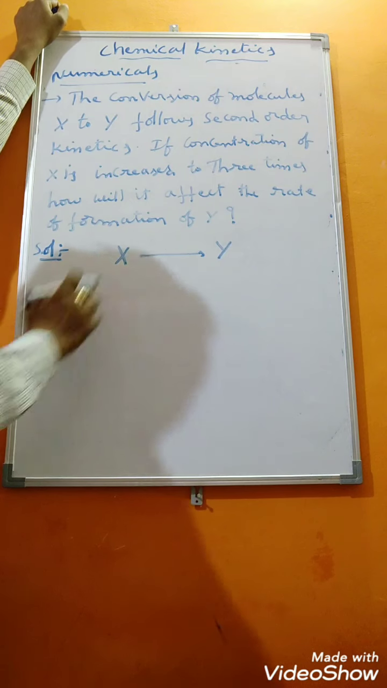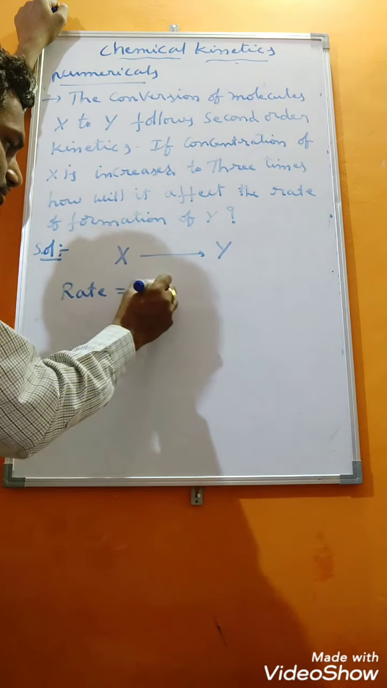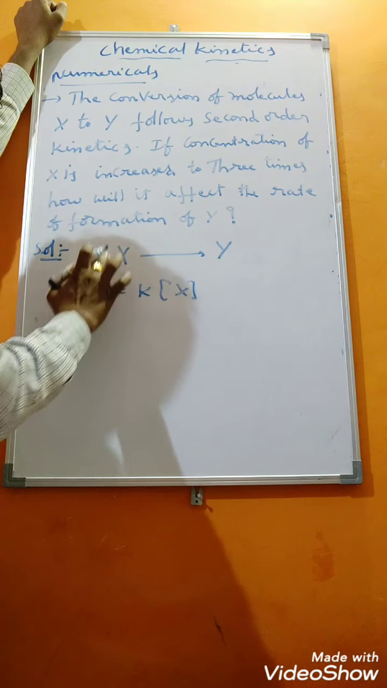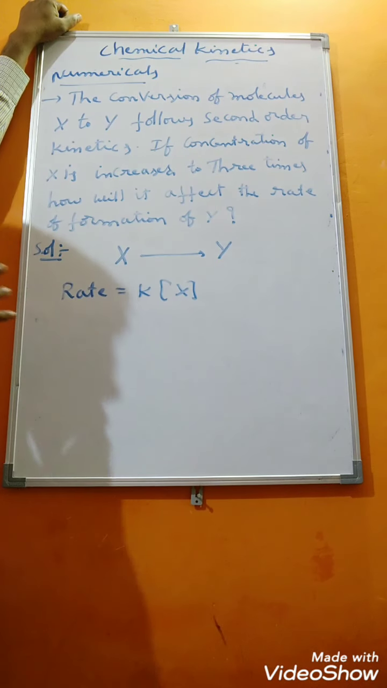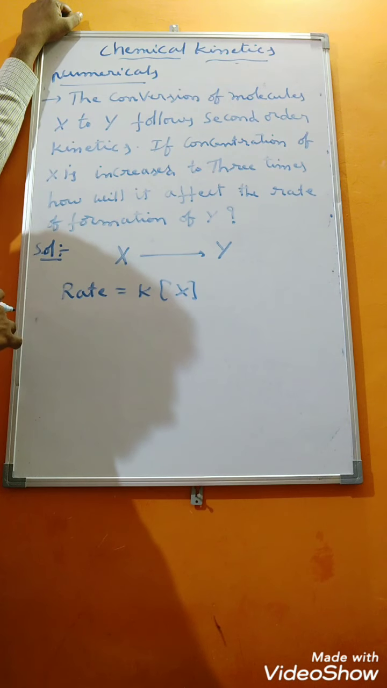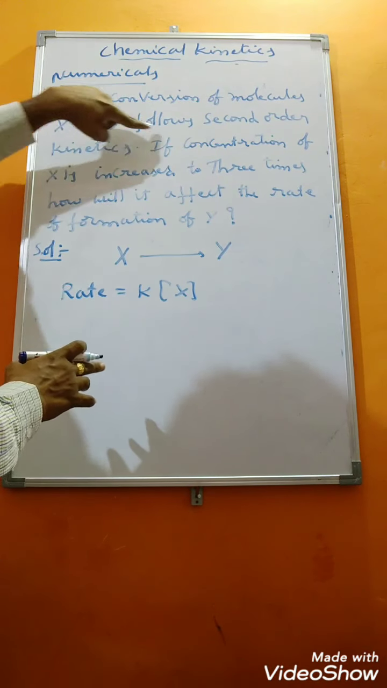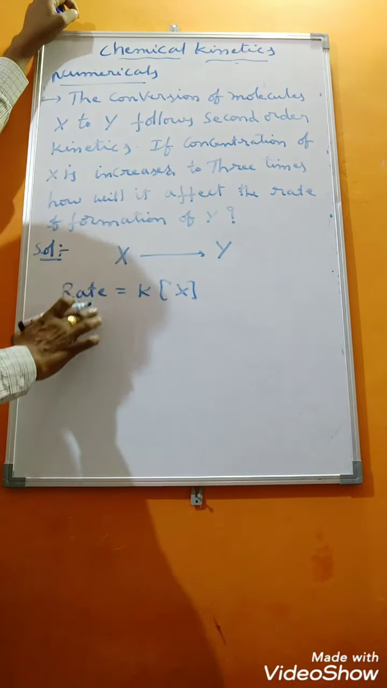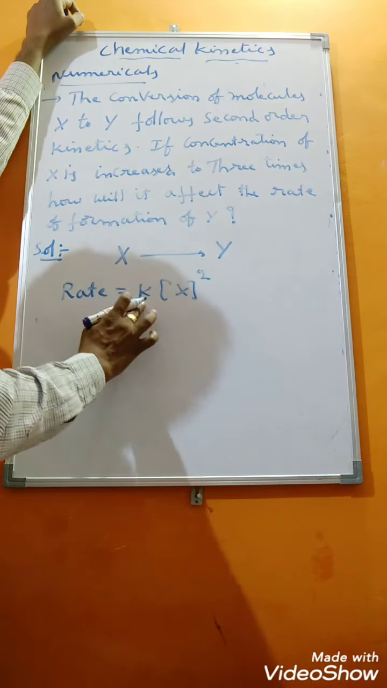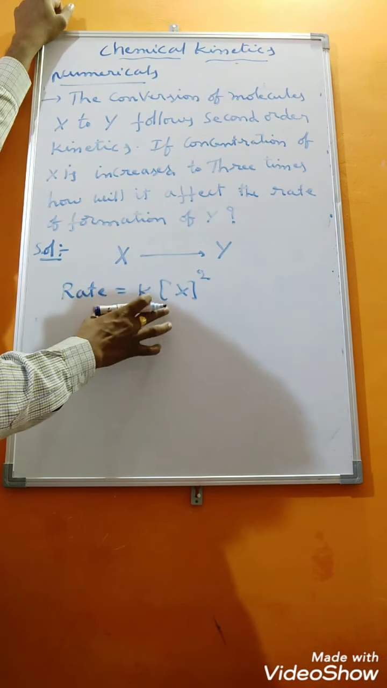That is the question. So, how do we write the rate expression first of all? Rate is equal to K into concentration of X. This power value, how do we take here? Here the coefficient is 1, but we cannot take the power only by the balanced equation. That's why the conversion of molecules X to Y follows second order reaction. What is the order of the reaction? Second order. So that power should be 2. K into X power 2. The rate expression is given indirectly.